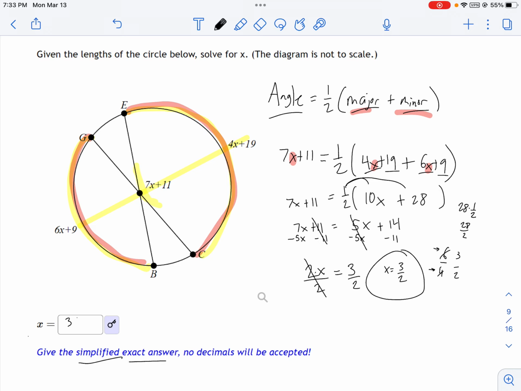So x is 3/2. You're done, right? Because if you try plugging 3/2 in, you'll notice that it comes back positive in all accounts. You're good to go, right? Because lengths can't be negative. Just do a quick double check on that one.